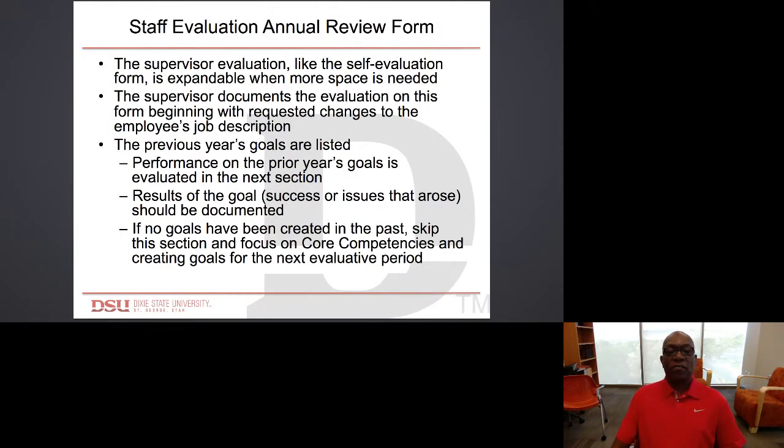Staff Evaluation Annual Review Form. The supervisor evaluation, like the self-evaluation form, is expandable when more space is needed. The supervisor documents the evaluation on this form beginning with requested changes to the employee's job description. The previous year's goals are listed. Performance on the prior year's goals is evaluated in the next section. Results of the goal, successes, or issues that arose should be documented. If no goals have been created in the past, skip this section and focus on core competencies and creating goals for the next evaluation period.